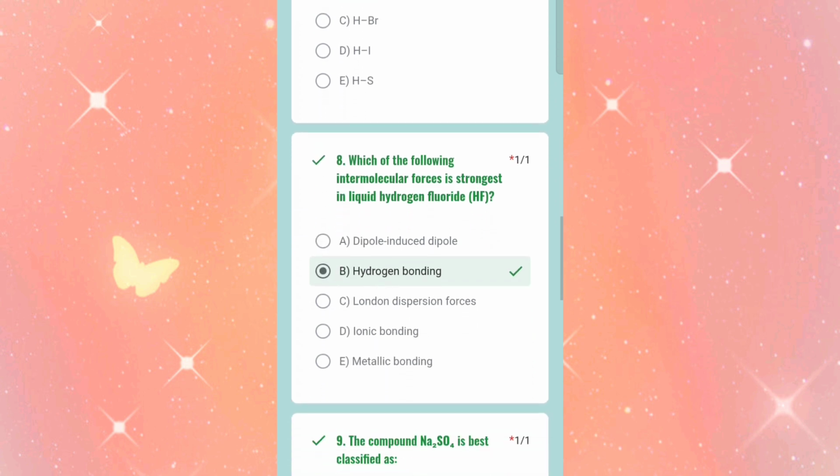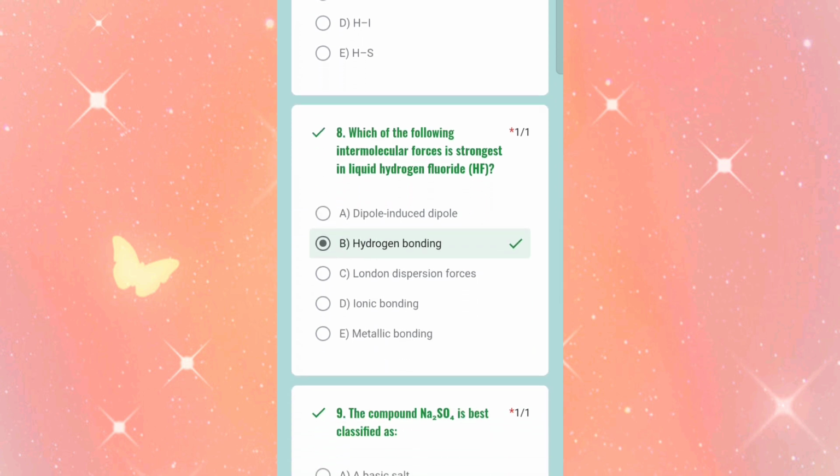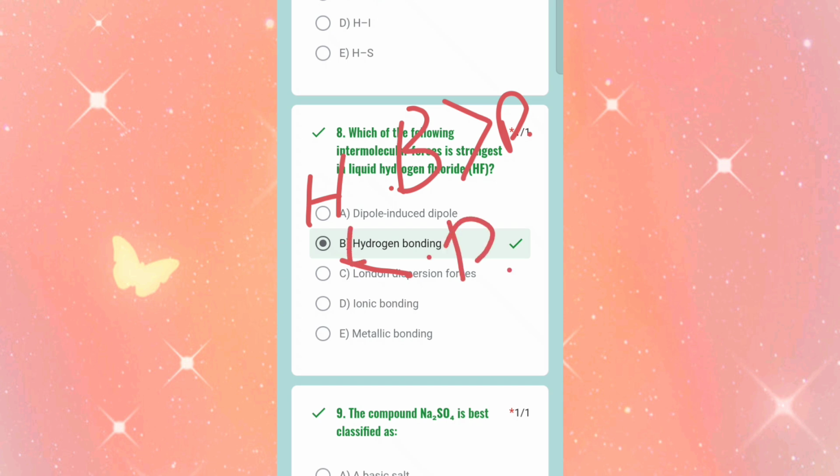Which of the following intermolecular forces is strongest in liquid hydrogen? Hydrogen bonding is the strongest intermolecular force. Then we have dipole forces, which are stronger than dipole-induced dipole forces, and dipole-induced dipole forces are stronger than London dispersion forces. It means London dispersion forces are the weakest of the forces.